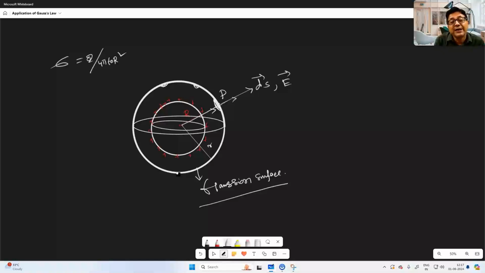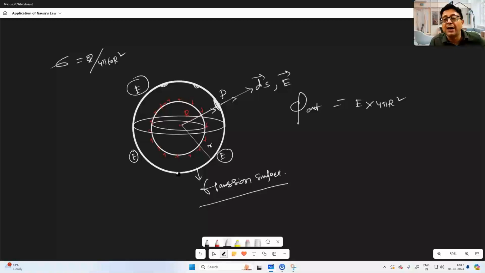So to find the strength of the electric field, you take the help of Gauss law. But before that, we just go for calculating phi out. The strength of the electric field remains the same, magnitude remains the same at all points. And the surface area is 4 pi r square, this time smaller. So phi out will be electric field into area, that is 4 pi r square.